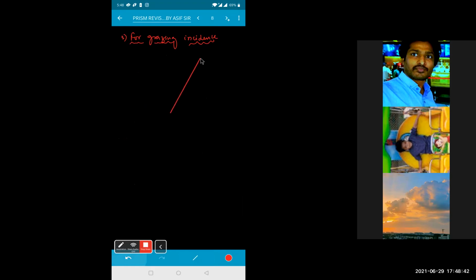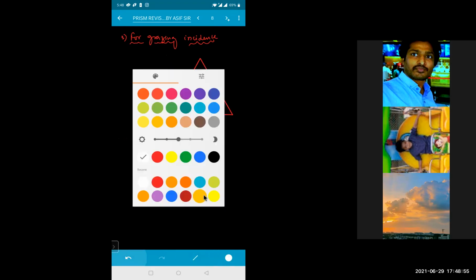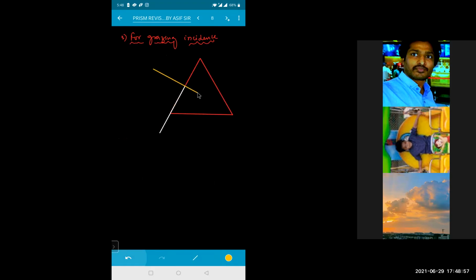So if I'm drawing the diagram for this one, this is your prism, and this is your given condition. And this ray of light is grazing on the surface. With respect to the normal, let this be the normal, it is fully 90 degrees. This is your N, and this is the ray of light which is incident. So this is your angle of prism. Now for this one, what is I1? I1 is equal to 90 degrees.